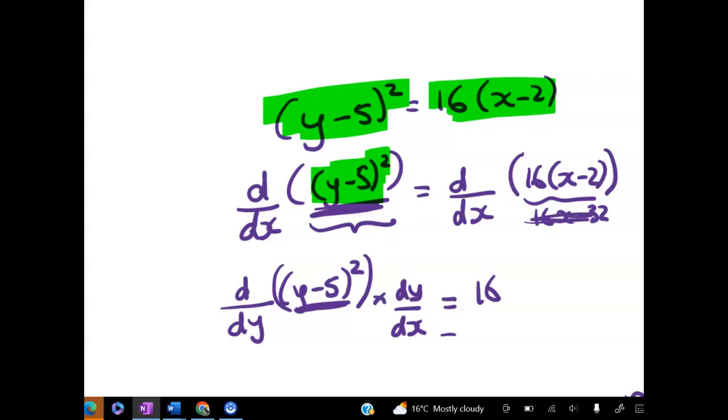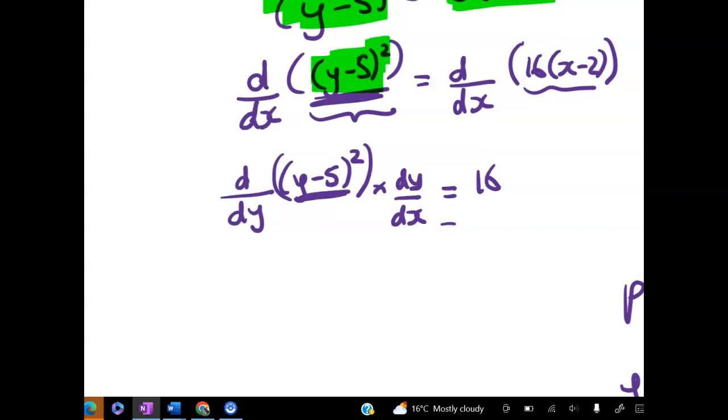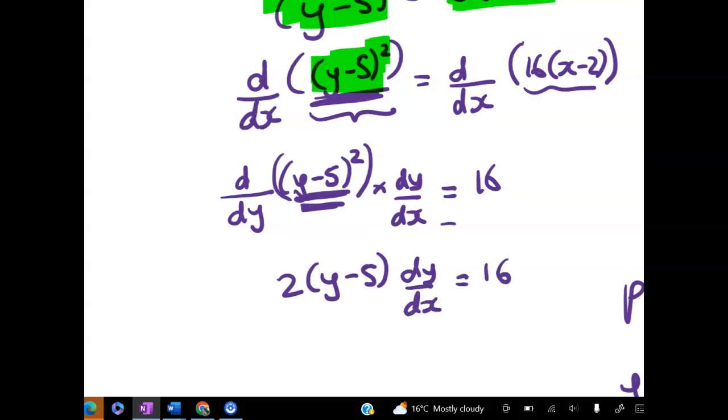Okay, so all we've got left to do is the differentiation on the left-hand side. By the chain rule, I get 2 times (y minus 5). The derivative of the inside function here is just 1. So I've got 2(y minus 5) dy/dx is equal to 16. Rearranging, dy/dx is equal to 8 over (y minus 5).